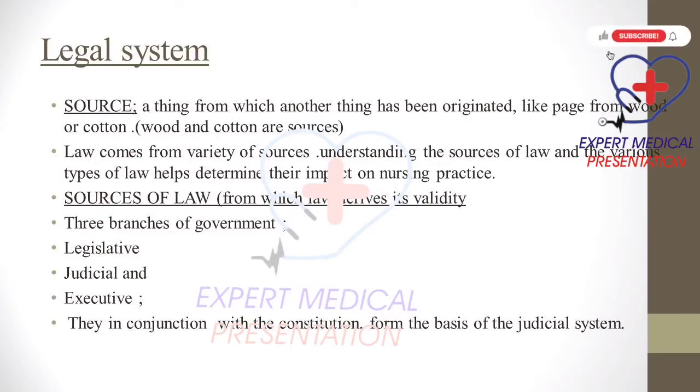Understanding the sources of law and the various types of law helps determine their impact on nursing practice. Sources of law, from which law derives its validity. The three branches of government: legislative, judicial and executive. They, in conjunction with the Constitution, form the basis of the judicial system.